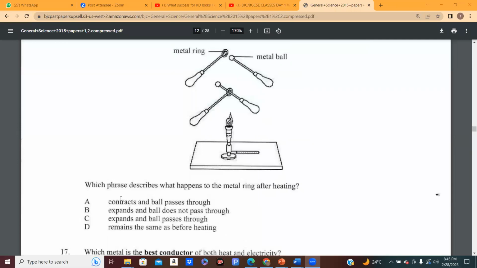Is it A, contracts and ball passes through? B, expands and ball does not pass through? C, expands and ball passes through? Or D, remains the same as before heating? Which one is it, Antoine? C. C says expands and the ball passes through. That's correct. It is C.